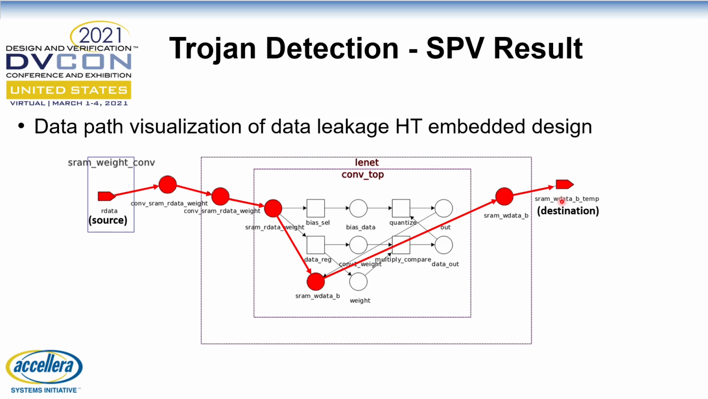Here, what is represented in this figure is the data leakage Trojan detected by our SPV assertion. The red color path is the counterexample path. We can observe that the red color path goes from the data of SRAM weight to SRAM W data B temp, which is the primary output of the CNN design, and it does not pass through the convolution calculation modules. So there exists an illegal path that brings the computational data out of the CNN design directly.